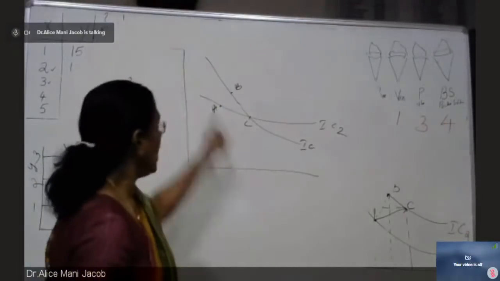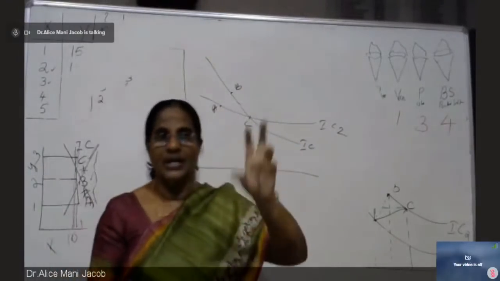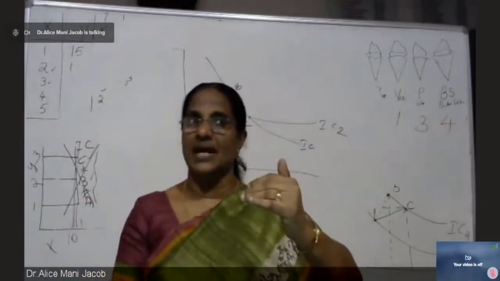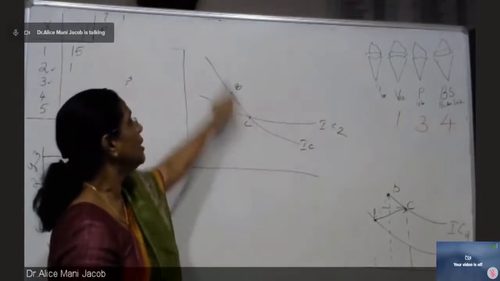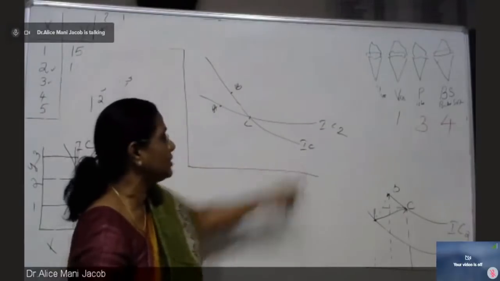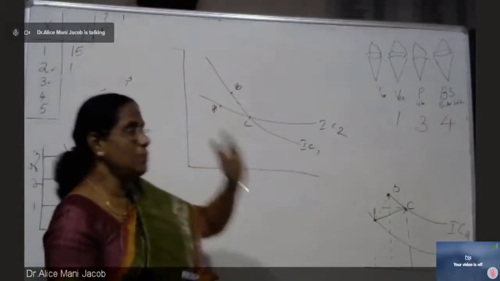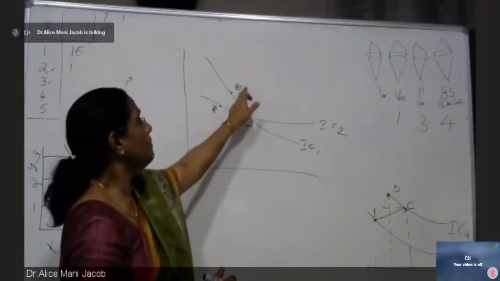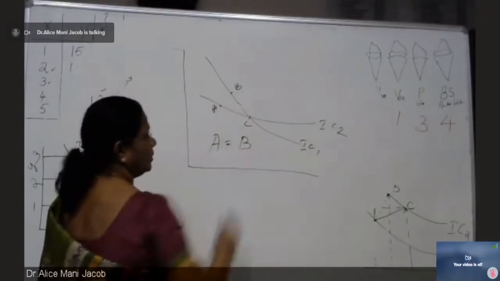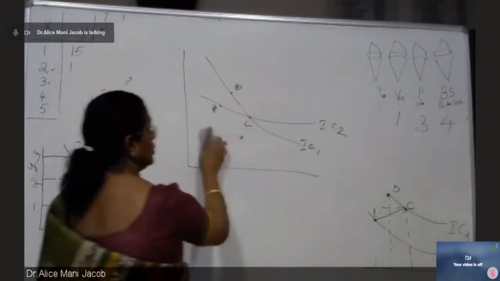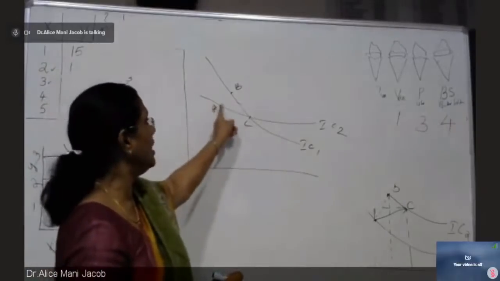Why? Because A and C lie on IC2. All points lying on an indifference curve have equal levels of satisfaction, and so A and C represent equal satisfaction. B and C represent equal satisfaction because both are on IC1. Now I will repeat. A is equal to C, B is equal to C. So logically, A is equal to B. Is it correct? The logic says, mathematically also, A is equal to B.